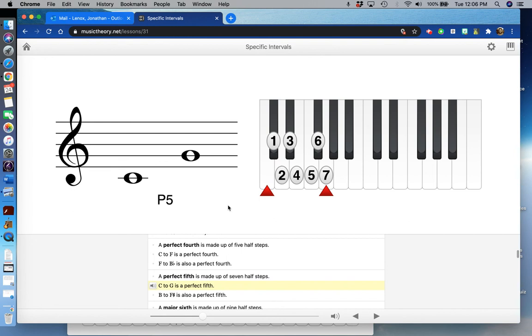5 half steps is a fourth. 7 half steps is a fifth. Okay, just keep that in mind and make sure that you count them out.